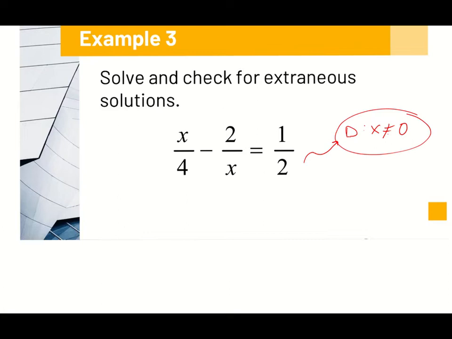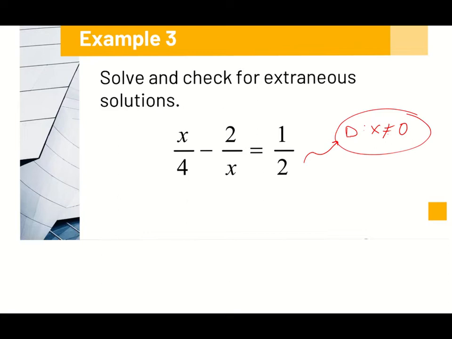So I need to create a common denominator. And I can make 2 into 4. I can multiply the x by a 4. So my number that's going to be common is 4, but they also have to have an x because the second fraction has an x. So my common denominator is going to be 4x. So that's what I want to make each of my denominators.